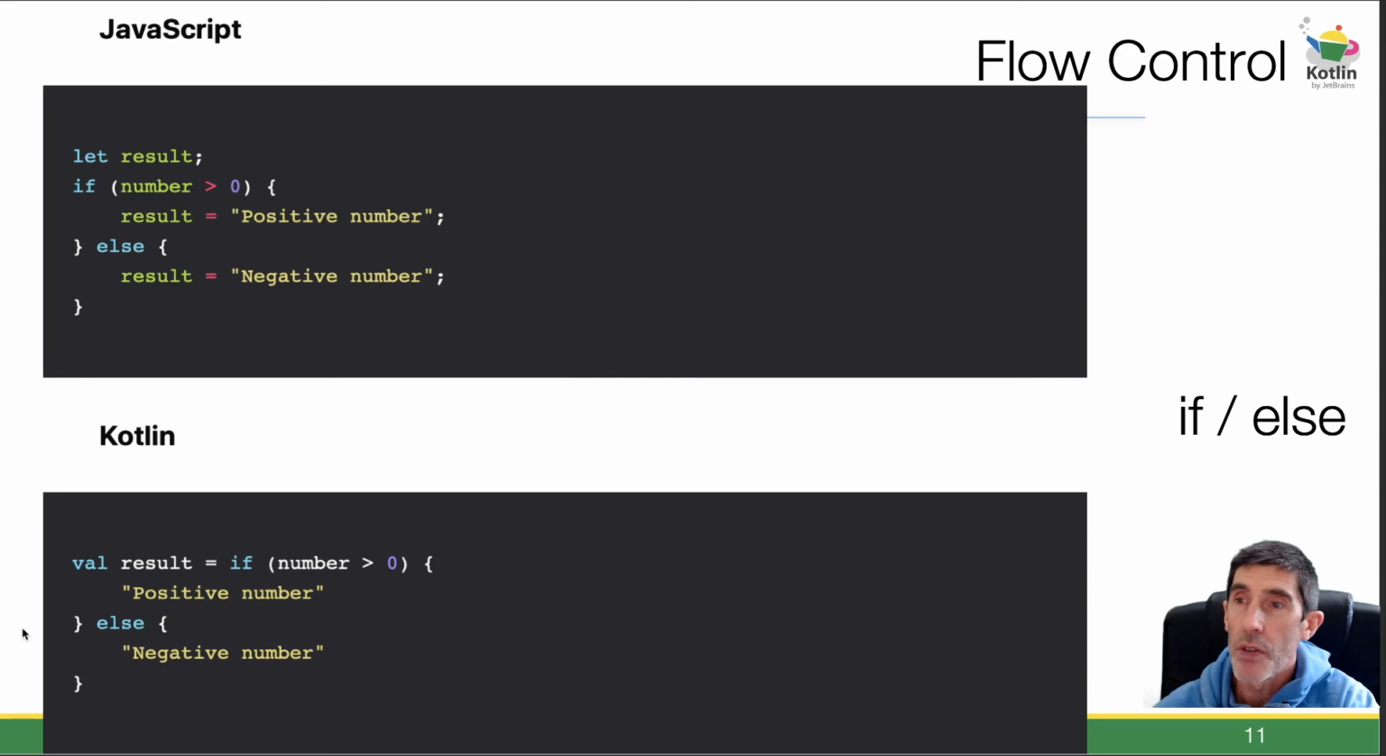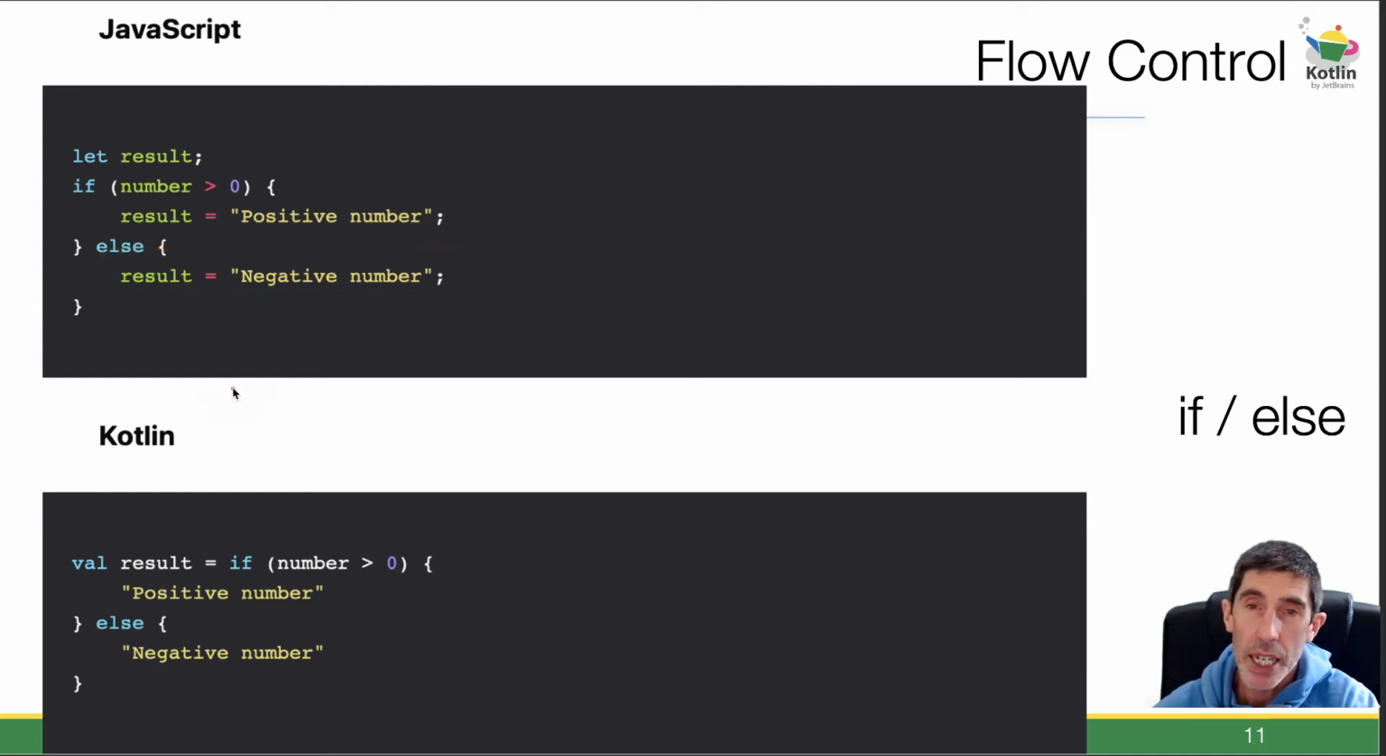In terms of some other little examples, unlike JavaScript and other languages, if is an expression in Kotlin, and it can return a value. So in JavaScript, if we wanted to assign a result value, we would have to say something along these lines: declare it outside the if statement, there's our condition, and then update it inside the matching condition. So if number is greater than 0, we will do this, else we will do this.